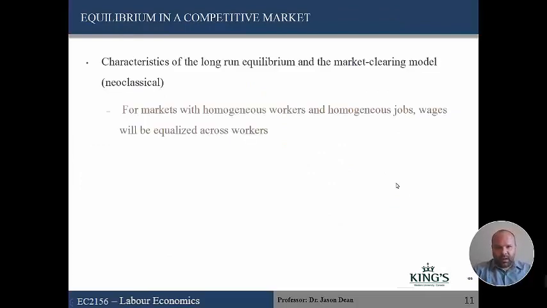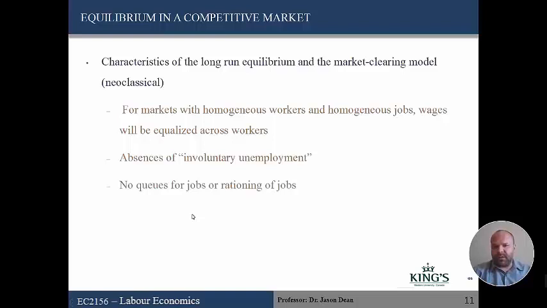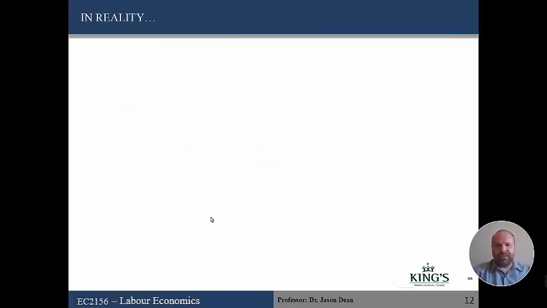Okay, so basically the characteristics of a long run equilibrium, or the market clearing model, sometimes called the neoclassical market clearing model, is that if you have homogeneous workers and homogeneous jobs, wages will be equalized across workers. There's an absence of any involuntary unemployment. If there's a surplus of labor, that means the wage would fall and that surplus would be eliminated. There are no queues for jobs or rationing of jobs either.